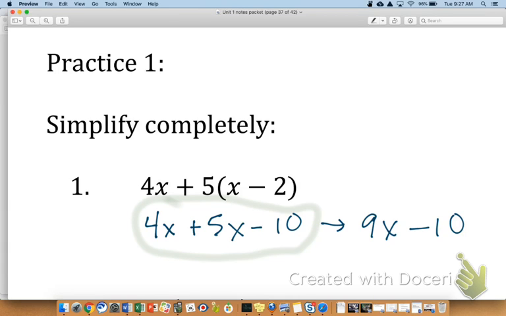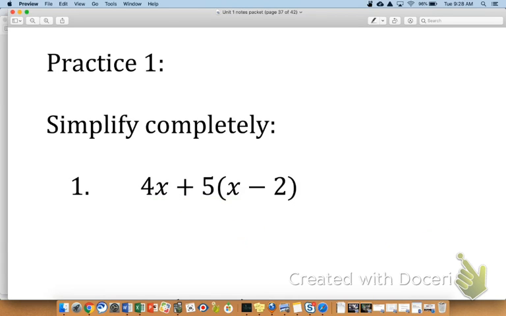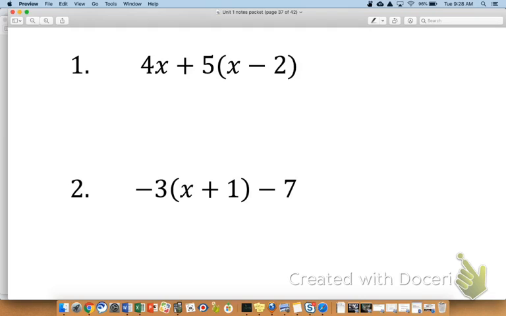So here is number 2. Please try number 2. Negative 3, parentheses, x plus 1, minus 7. Again, I recommend an in-between step might be helpful. I think this is kind of a two-stepper scenario.